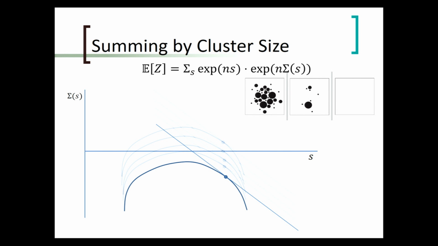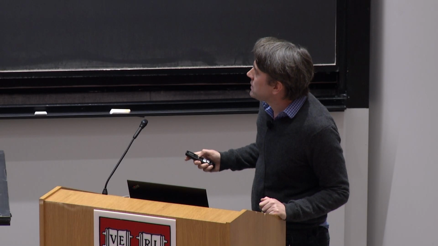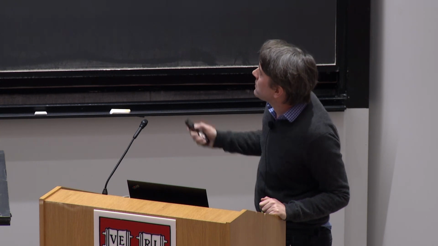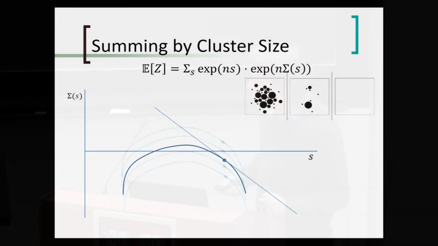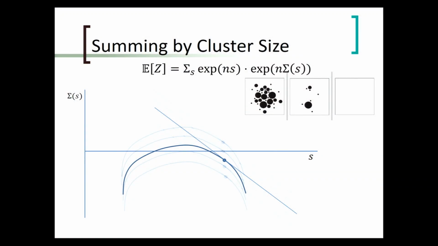Okay, so why do we expect this sort of change? Well, let's focus on what's happening in the condensation regime. So the tangent point gives you a negative value of sigma. What that corresponds to is clusters of that size are exponentially unlikely to occur.